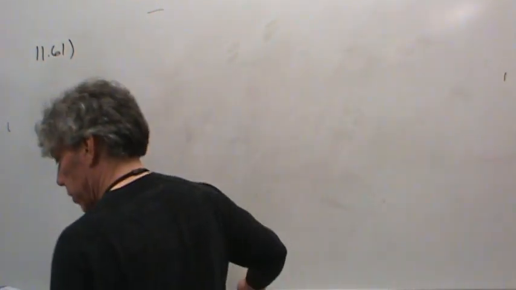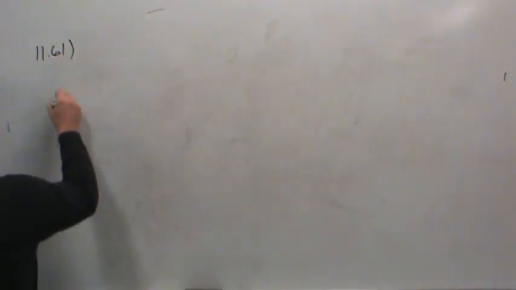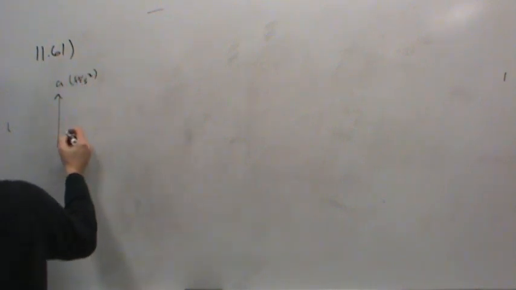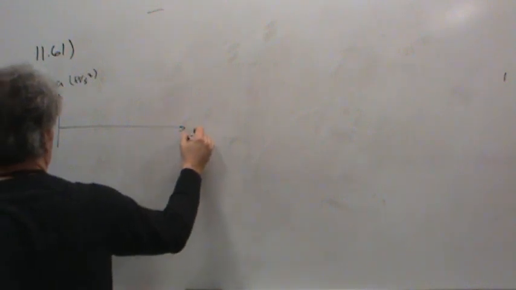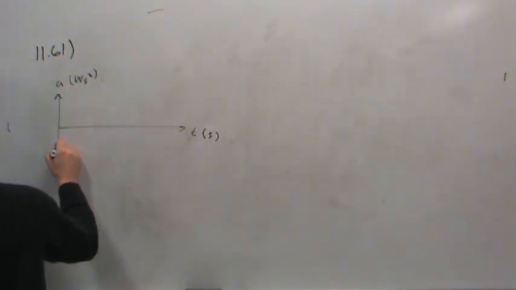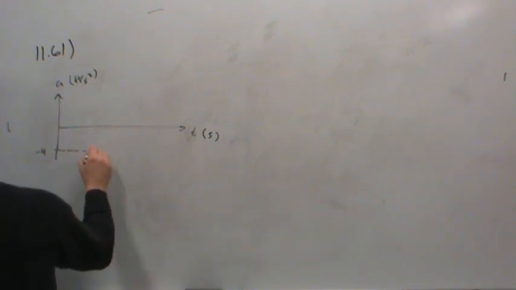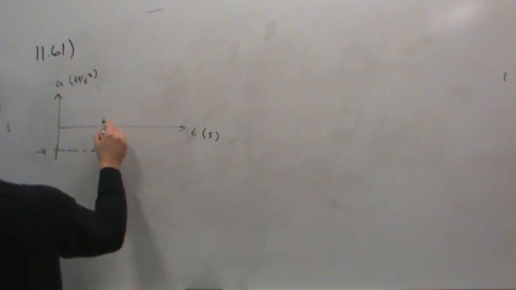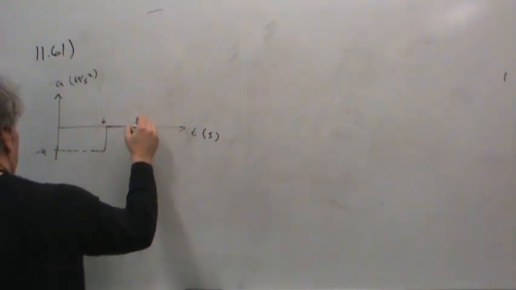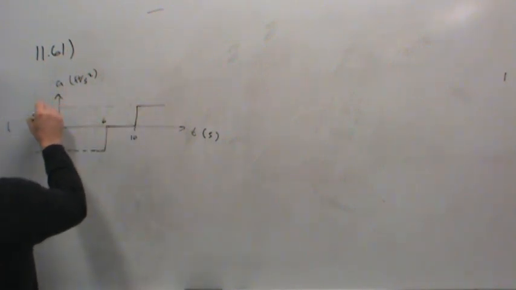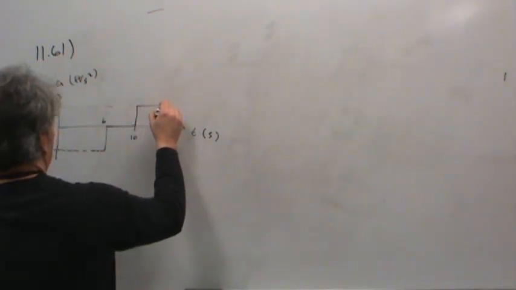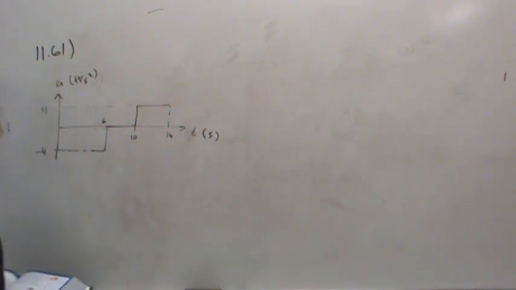So let me copy the graph that they gave us. This is acceleration in feet per second squared. There's our time axis in seconds. And initially, it's negative 4 feet per second squared, for 6 seconds, 0 acceleration to 10 seconds, and then a positive 4 feet per second squared until we get to 14 seconds. So basically, if we just had the velocity and position curves, we could solve this problem.